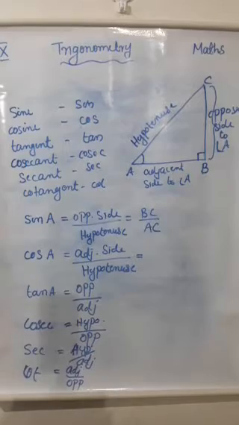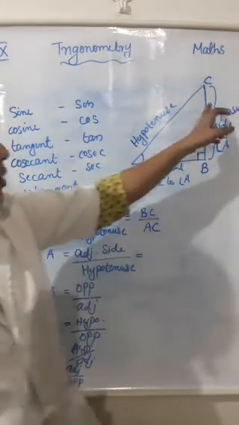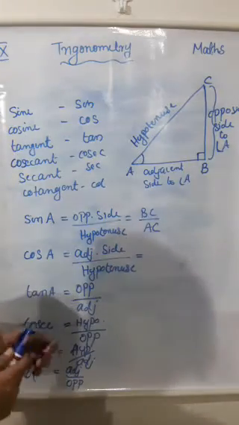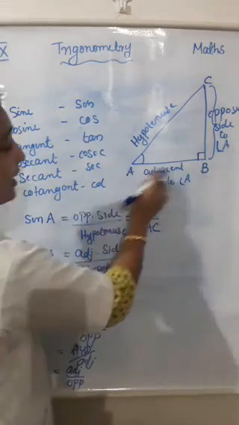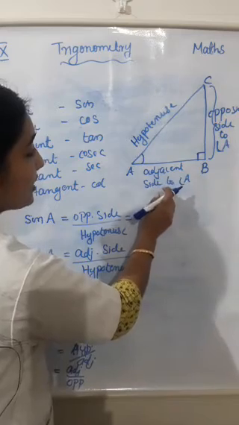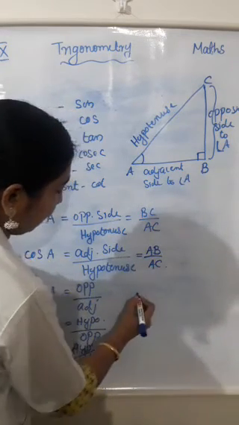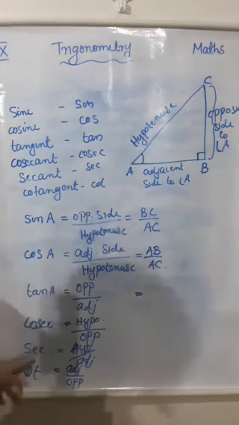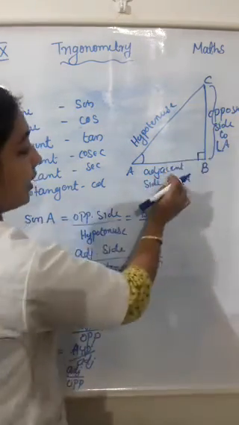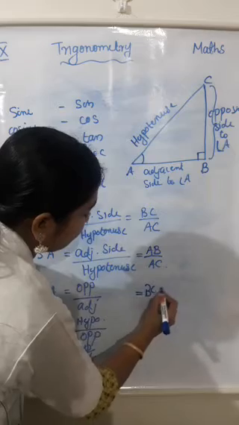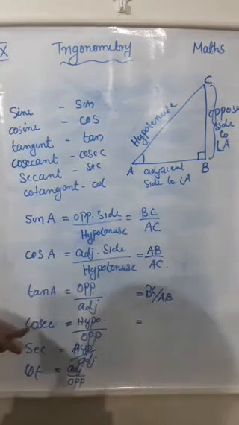Okay, but sine A is equal to opposite by hypotenuse, here BC by AB. Cos A is equal to adjacent side by hypotenuse. Here adjacent side to angle A is AB, so AB by AC. Okay. Then tan A is equal to opposite side by adjacent, that is BC by AB.